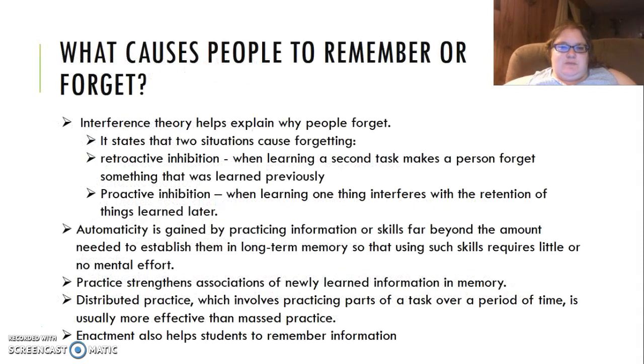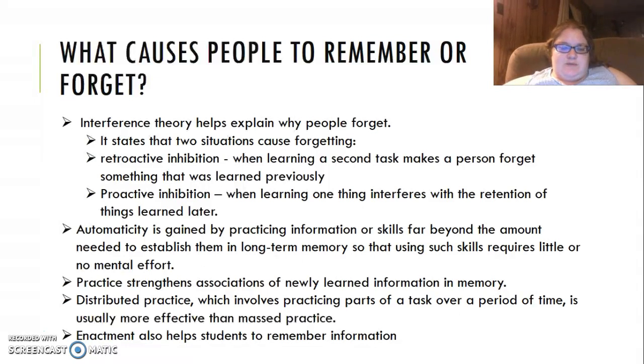What causes people to remember or forget? Interference theory helps explain why people forget. It states that two situations cause forgetting: retroactive inhibition, when learning a second task makes a person forget something that was learned previously; or proactive inhibition, when learning one thing interferes with the retention of things learned later.